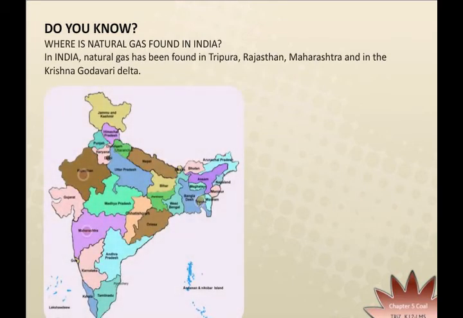Do you know where natural gas is found in India? In India, natural gas has been found in Tripura, Rajasthan, Maharashtra and in the Krishna-Godavari Delta.